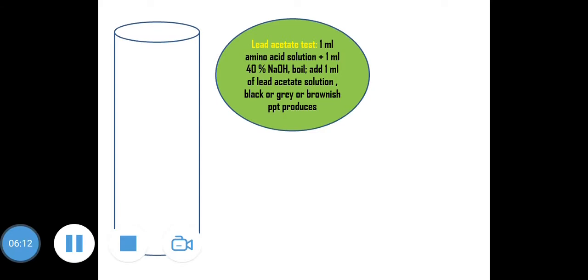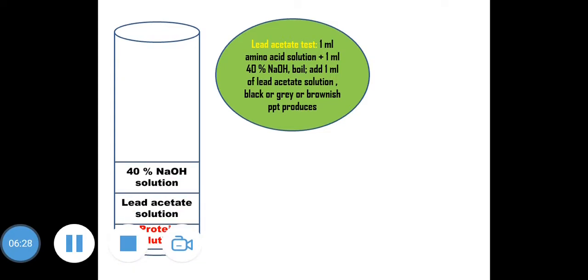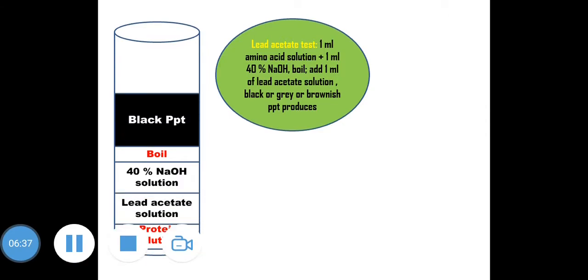We will see the procedure. You have to take 1 ml of amino acid solution or protein solution, then 1 ml of 40% NaOH. You have to boil it and add 1 ml of lead acetate solution. Black or grey or brownish black precipitate is produced, which indicates the presence of sulfur containing amino acids.